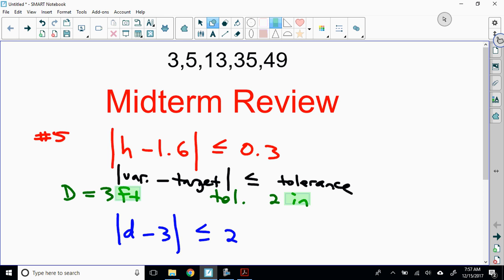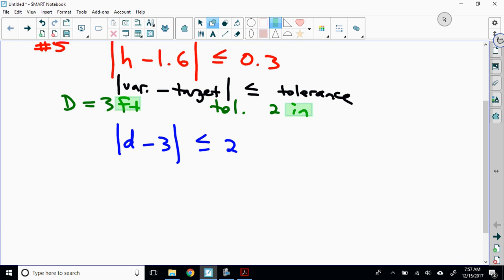The diameter is listed in 3 feet, and the tolerance is listed in 2 inches. Are feet and inches the same units? So we got to either switch the 3 feet over to inches or the 2 inches over to feet. Do you want to make the 3 feet into inches? All right, so how many inches is 3 feet? 36. So in the absolute value, then that's going to have to be 36, right? There's one on the midterm just like that. It's the extended response, and everybody misses it.